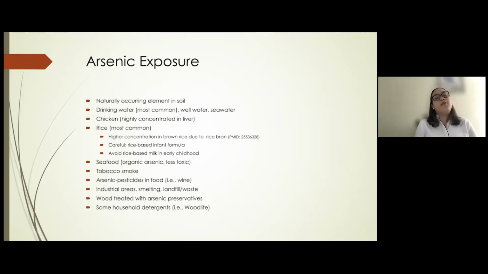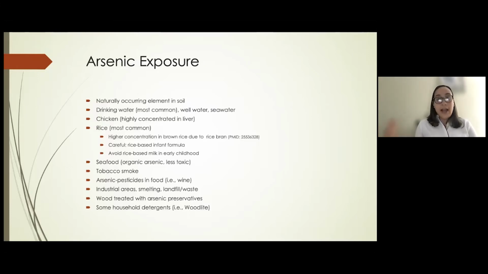Seafood, like I said, has the organic arsenic type and is less toxic. Tobacco smoke might be contaminated with arsenic. Arsenic pesticides in food, such as wine, industrial areas, smelters, which is an occupational hazard, landfills and waste. Wood treated with arsenic preservative, especially wood in playgrounds. If a child has high levels of arsenic, you want to ask mom, where's the playground? Is it made out of wood?